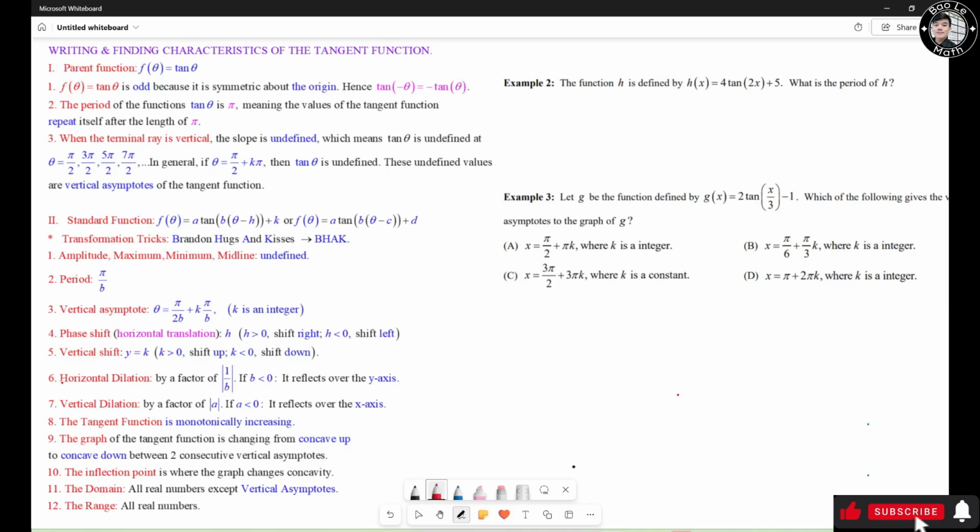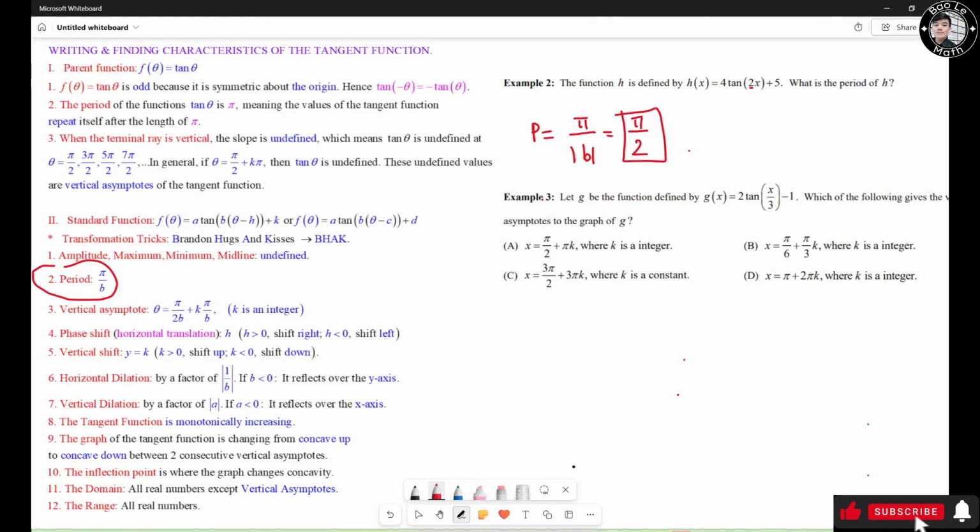Now let's take a look at the next two examples. Alright, example 2: the function h is defined by h of s equals 4 times tangent of 2s plus 5. What is the period of the function h? Now we're going to use this formula to find the period. So the period equals pi divided by the absolute value of b, and it's going to be pi divided by 2.